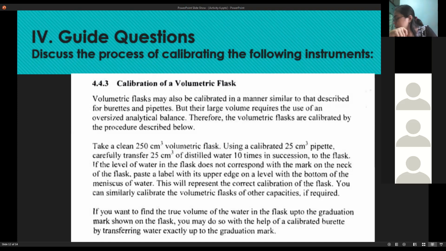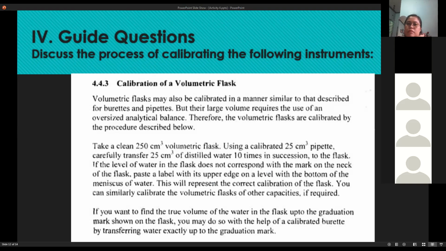the calibration of the volumetric flask. Volumetric flasks may also be calibrated in a manner similar to that described for burettes and pipettes, but their large volume requires the use of an oversized analytical balance. Therefore, volumetric flasks are calibrated by the procedure described below. Take a clean 250 cm³ volumetric flask. Using a calibrated 25 cm³ pipette, carefully transfer 25 cm³ of distilled water 10 times in succession to the flask.